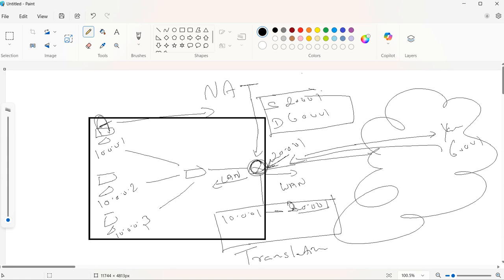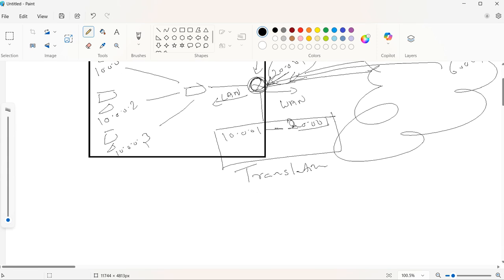So, NAT, what does it do? It translates to one single address, you see. You may have 1,000 computers inside, but how many public IP addresses did you buy? Only one. But the static NAT, static NAT is one to one.